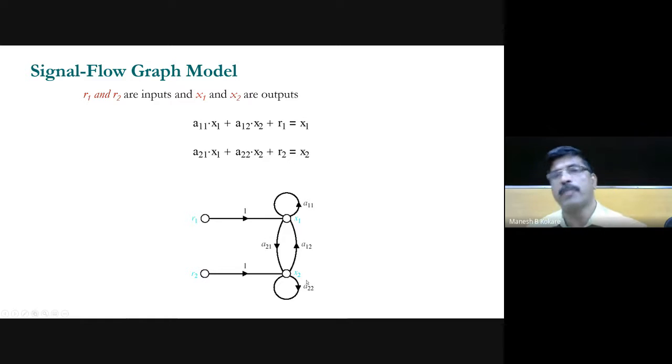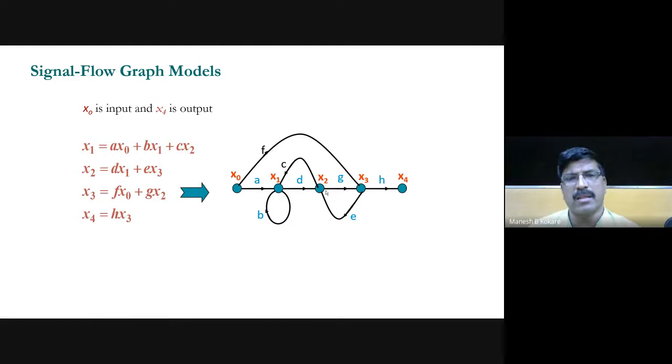So in that way, we can develop the signal flow graph model for a given mathematical equation. I hope that now it is very clear to you how to draw the signal flow graph from the given mathematical equation, right? Now, see another example.